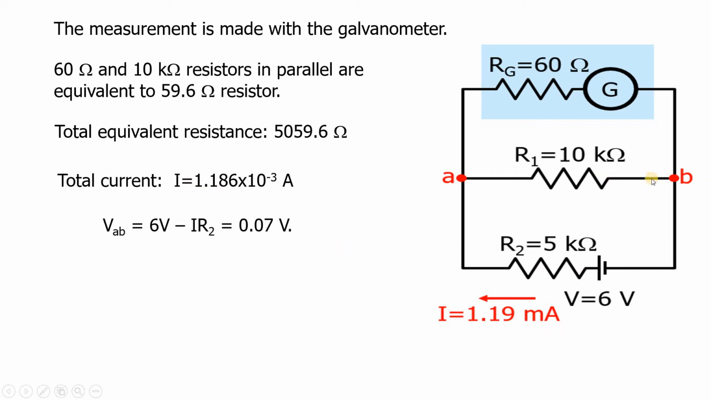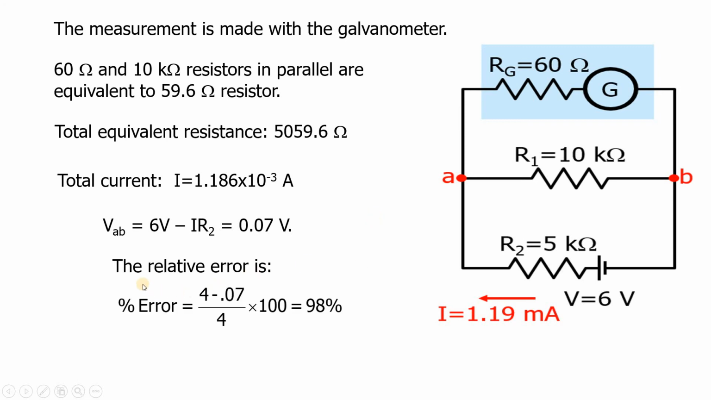And VAB is equal to, if you apply KVL here, minus 6 plus 1.19 milliamperes into 5 kilo ohms plus VAB. Right. So VAB is equal to 6 minus I R2. Here I is equal to 1.19 milliamperes and R2 is equal to 5 kilo ohms. We'll get VAB is equal to 0.07 volts from KVL in this way. Once it is 0.07 volts, obviously the voltage across this voltmeter is also 0.07 volts.